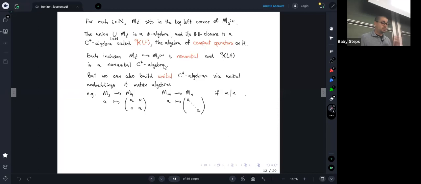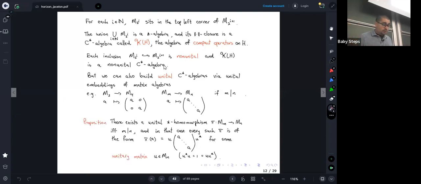More generally, if we have some M dividing N, then we can do a similar thing. We send A to a bunch of copies of A down the diagonal, everything else zero, N over M copies of A down the diagonal. This will be a unital star homomorphism, and you can check this is a star homomorphism from one matrix algebra to a bigger one whose size is a multiple. All right, so general fact: when do there exist unital star homomorphisms from one matrix algebra to another? It's precisely when we are in this situation where M divides N. And in fact, this map of sending a matrix A just down the diagonal a bunch of times is essentially all you can do.